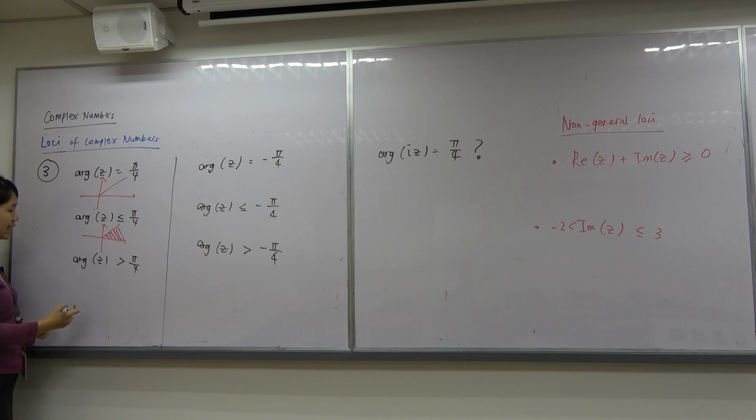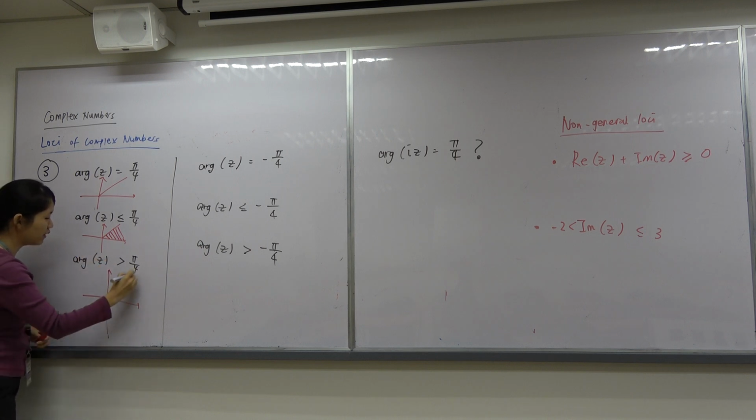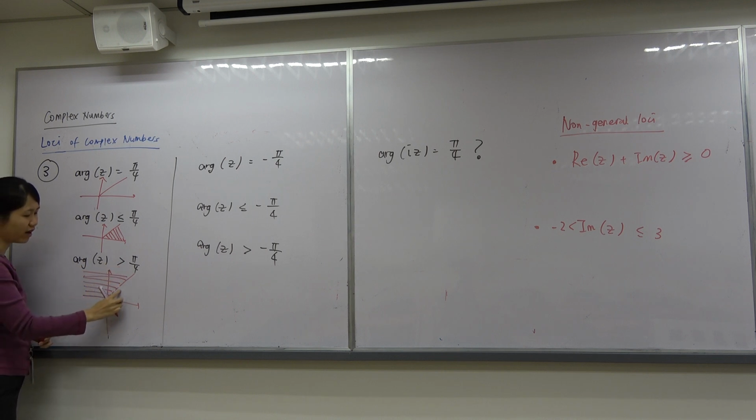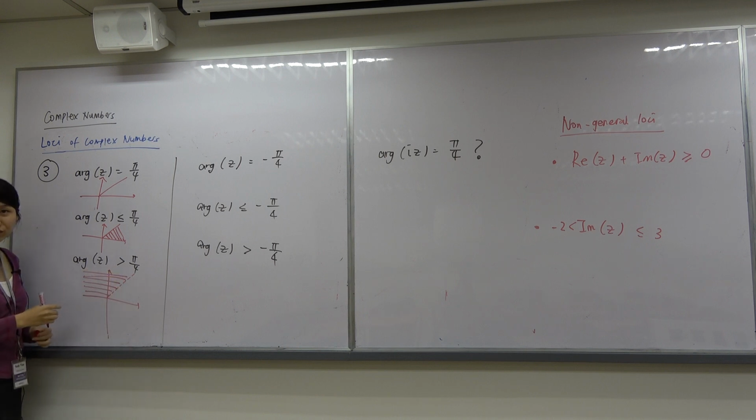Okay, what about the last one, argument of z more than pi over 4? Again, you have to first draw a half line, which is with an angle of pi over 4, and then after that, shade it on this side. But what not to forget to do, since there is no equal sign with this more than, you have to leave your half line as dotted. Why? Because the angle wouldn't be pi over 4, but more than pi over 4, right?